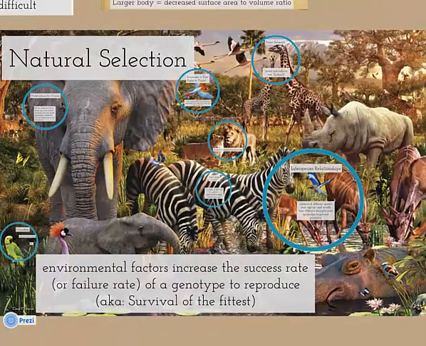Now, natural selection, which is a theory that was developed by Darwin, suggests that environmental factors increase the success rate or the failure rate of a genotype to reproduce. This is the idea of survival of the fittest.